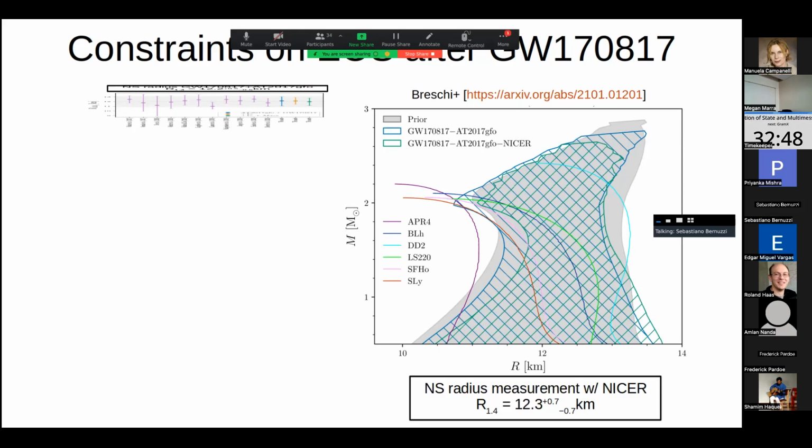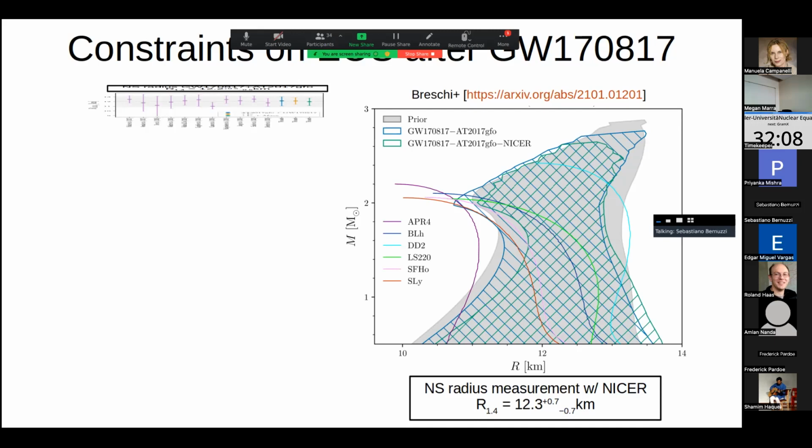You consider a large number of sequences of TOV, Tolman-Oppenheimer-Volkoff stars calculated with different equations of state. And within this large set, you can select a subset based on the constraint that you have from the gravitational wave. That's the gray. And the constraint that you have once you also include the analysis of the kilonova would be the blue shaded area within the gray.